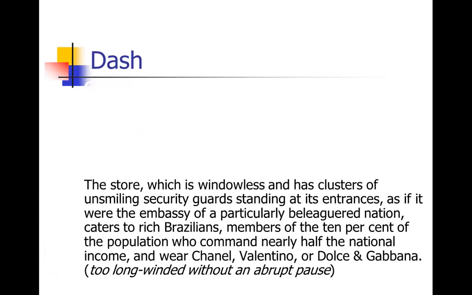And then in that second sentence, again, it's getting really long-winded. The store, which is windowless and has clusters of unsmiling, and so on, it's running on, and your reader's going to get lost. Your reader's especially going to get lost here because you get this really long description with several commas in it, and you don't get to the verb until caters. This is a case where the verb is too far from the subject because you have too much in between that's not clearly demarcated and set off with dashes. So this is going to lose the reader. It's too long-winded without an abrupt pause.